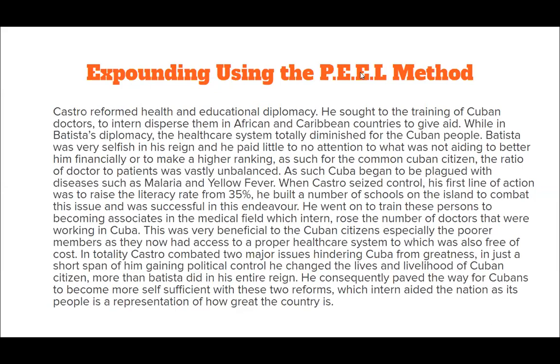When Castro seized control, his first line of action was to raise the literacy rate from 35%. He built a number of schools on the island to combat the issue and was successful in this endeavor. He went on to train these persons to becoming associates in the medical field, which in turn raised the number of doctors that were working in Cuba. This was very beneficial to the Cuban citizens, especially the poor members, as they now had access to a proper healthcare system, which was also free of cost.